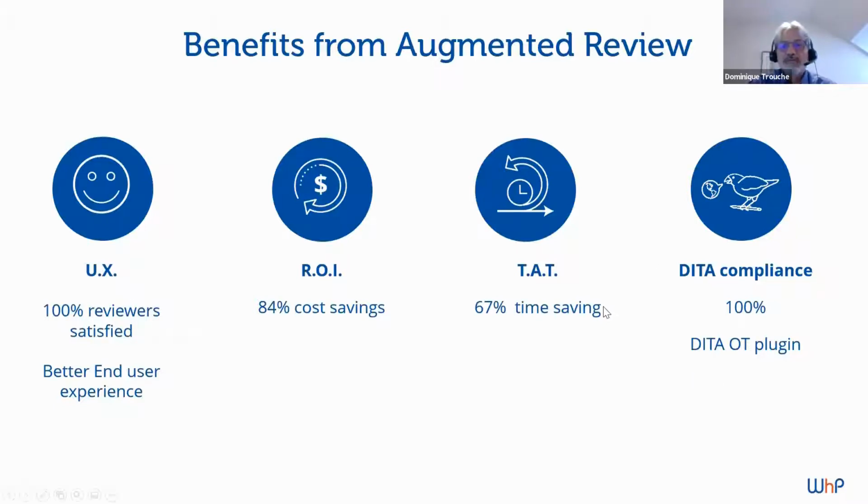And the turnaround time as well was very significant. 67% time saving. And beyond that, a side effect is that, as I mentioned, 100% of the projects are fully compliant with DITA. I think all documentation managers have experienced some nights where they had to sort the tags and try to identify why it doesn't publish, what's going on with this tag. So I think that's really something important.